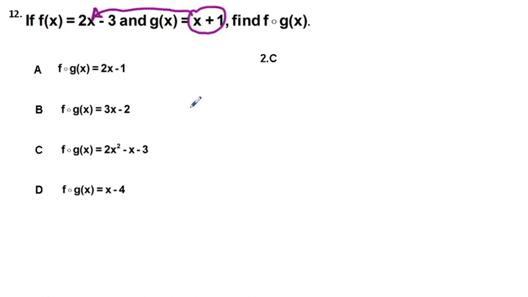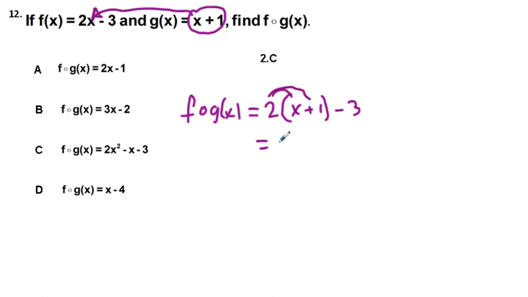So f of g of x is going to be equal to 2, and in place of the x we put in this x plus 1, and then we just have to not forget to also subtract 3. Then we simplify, distributing, we get 2x plus 2 minus 3, and that simplifies to 2x minus 1. So A is our correct answer for number 12. Should have been pretty easy, very easy.